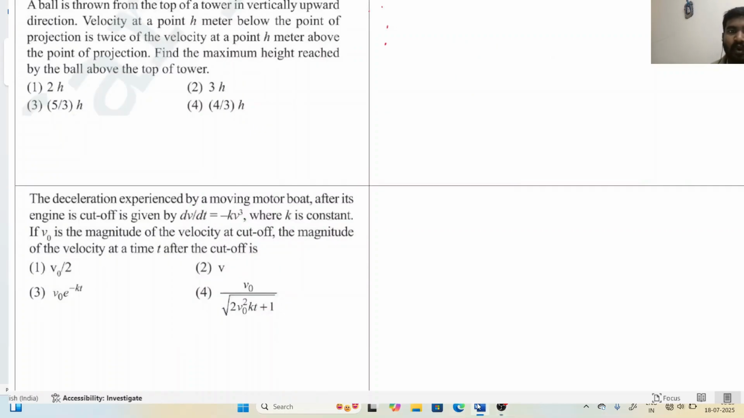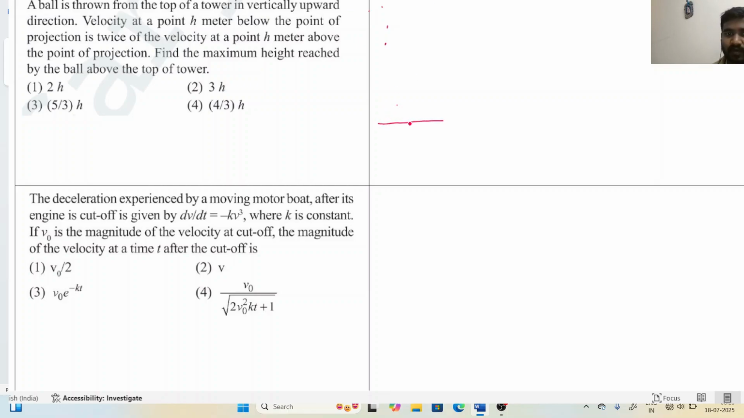Next question. A ball is thrown from the top of a tower in a vertically upward direction. The velocity at a point h meters below the point of projection is twice the velocity at a point h meters above the point of projection. Find the maximum height reached by the ball above the top of the tower.